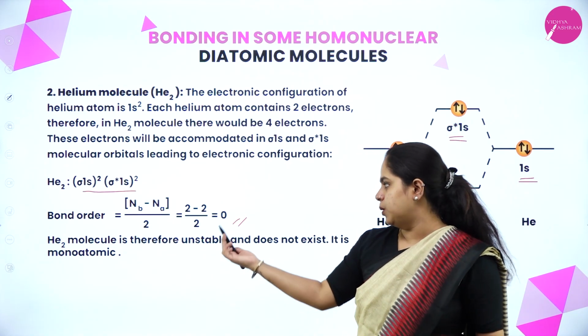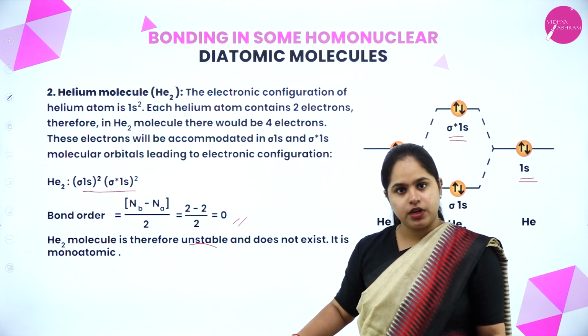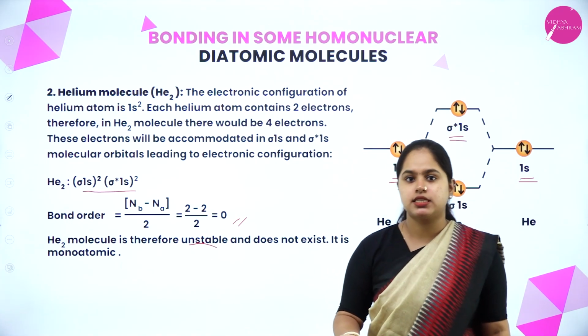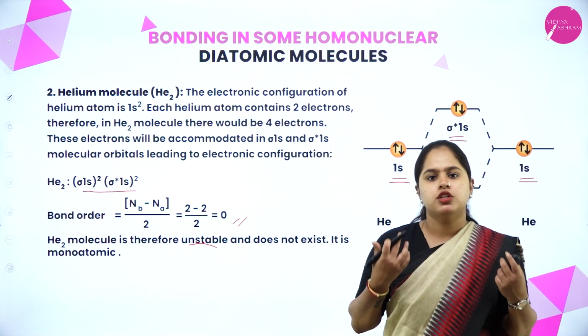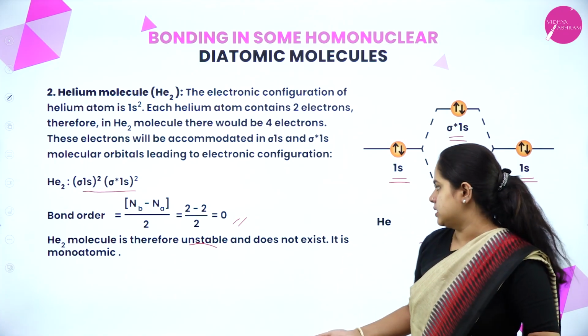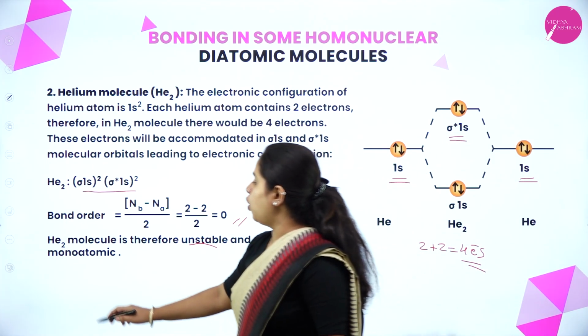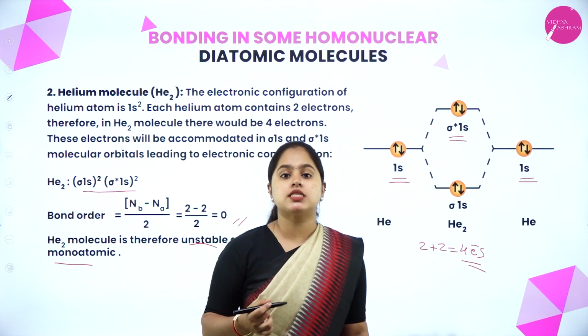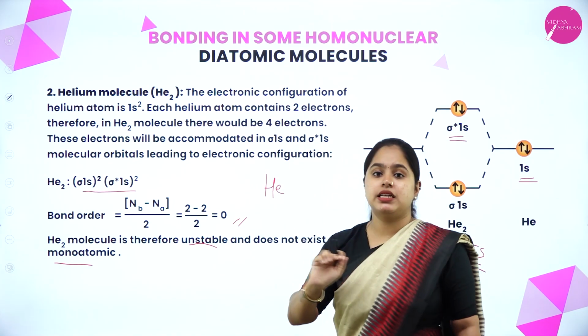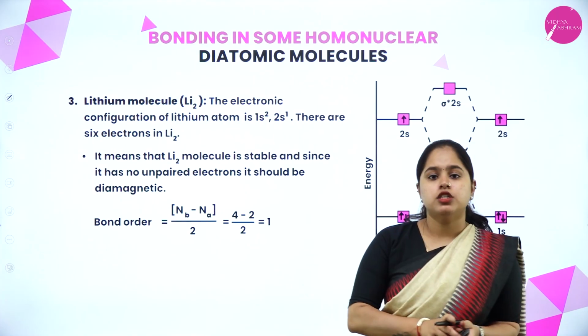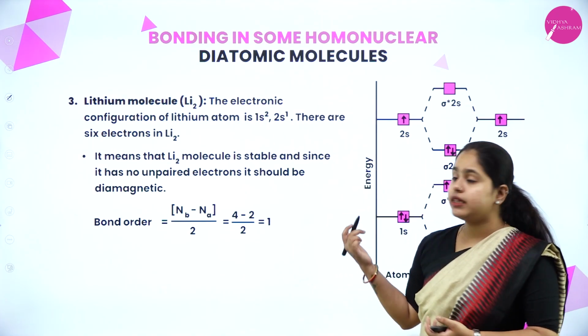That means the molecule is unstable, so the molecule doesn't exist. If the bond order is 0, it doesn't form any bonds. So that means the molecule does not exist, and it is monoatomic. So helium exists as monoatomic. It can exist as a helium atom, but it can't exist as a helium molecule. Now moving on to the next one, that is the lithium molecule.